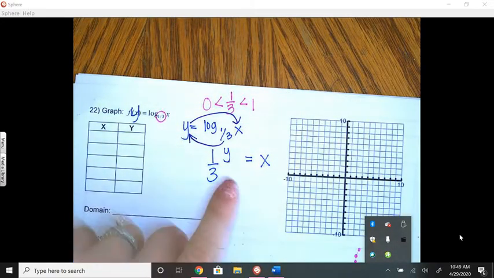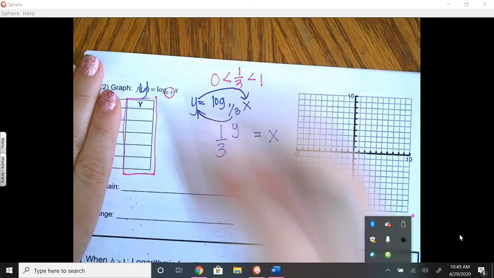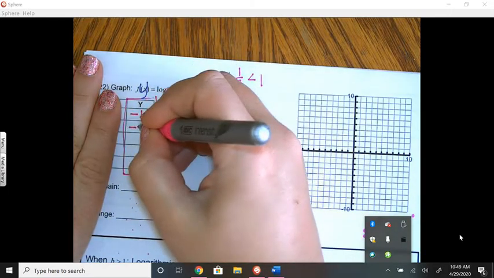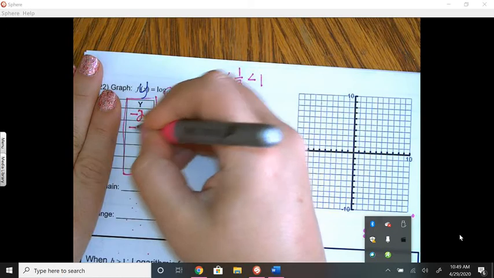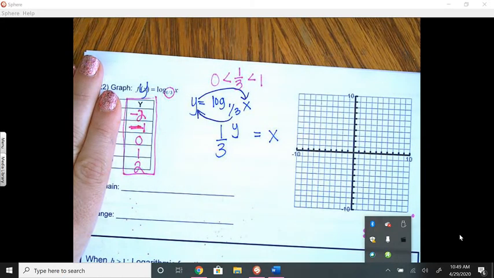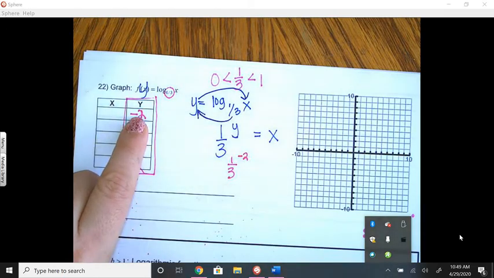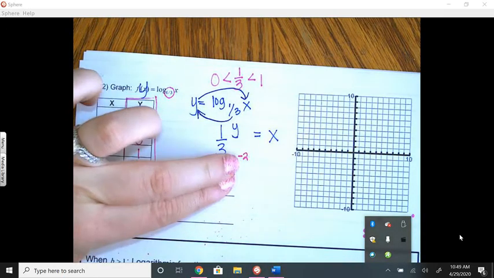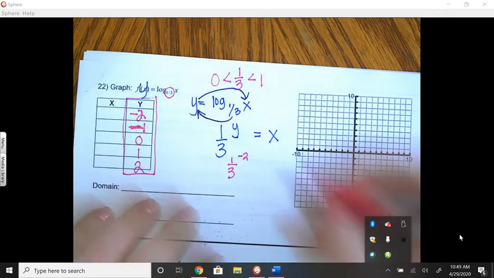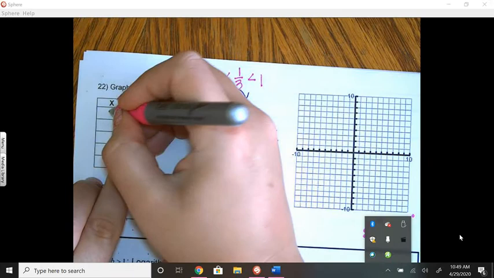Now, instead of picking x's, since there's a y right here, we're going to pick our y values. I'm going to pick -2, -1, 0, 1, and 2. Then we're going to plug them in. So 1/3 raised to the negative second power. A negative exponent will flip it, and then 3 times 3 is 9. So we would get 9.